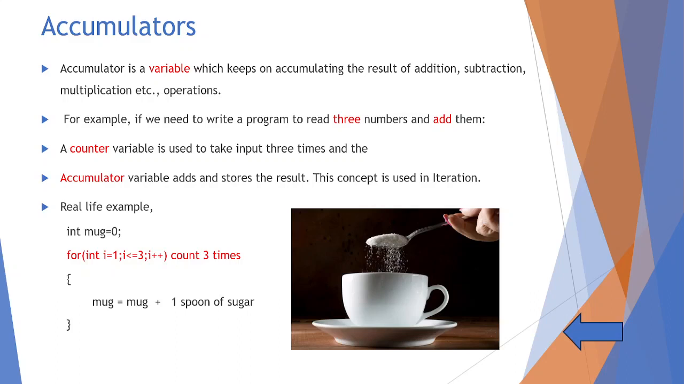But I am running a loop, for, starting at 1 to 3. 3 times you do a similar task. What is the task? In the mug, whatever is there, 0 sugar is there. But add 1 spoon of sugar. Again, the second time, add another spoon. The third time, add another spoon. 3 times this process will be repeated because of our iteration, and mug is a variable, the coffee mug, which is the accumulator. Keep on adding something to it.